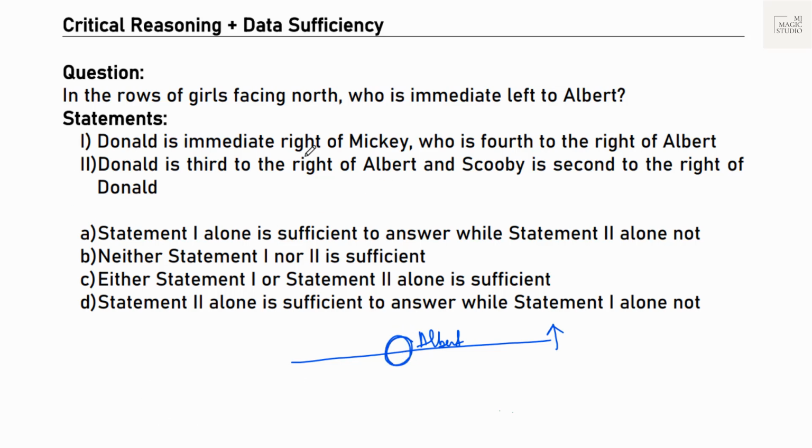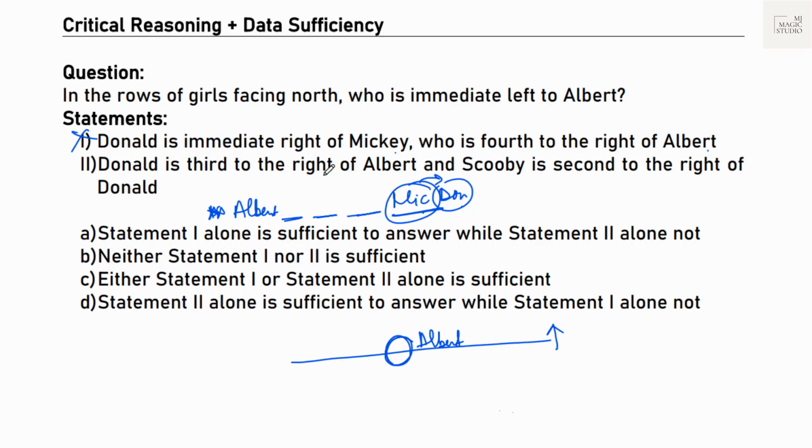Statement 1 says Donald is immediate right of Mickey. Who is fourth to the right of Albert? Donald is immediate right of Mickey. Mickey is fourth to the right of Albert. 1, 2, 3, 4. So here we have Albert. With this data, we cannot say who is sitting to the immediate left of Albert.